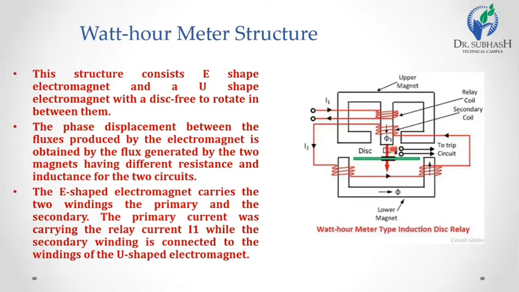The E-shaped electromagnet carries two windings, the primary and secondary. This is a relay coil. This is a secondary coil. The primary current sets up I1 while the secondary current is connected with the U shape.